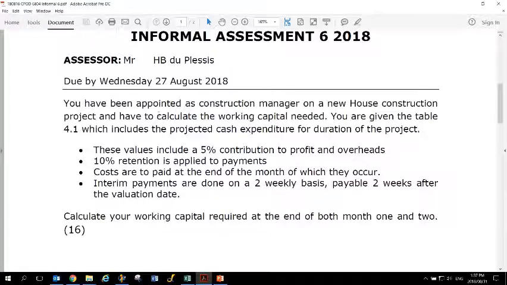You have been appointed as construction manager on a new house construction project and have to calculate the working capital needed. You are given the table 4.1, which includes the projected cash flow expenditure for the duration of the project.